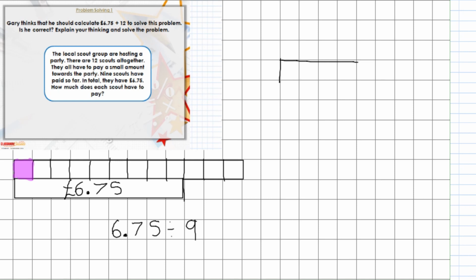So I can set up my bus stop here. £6.75 divided by 9. 9 into 6 doesn't go. 9 into 67 goes 7. Remainder 4. 9 into 45 goes 5. So it's 0.75, 75p for each scout.